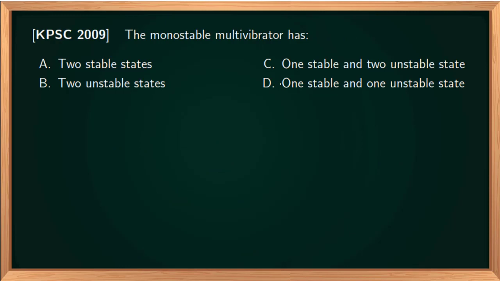The monostable multivibrator has: option A, 2 stable states; option B, 2 unstable states; option C, 1 stable and 2 unstable states; option D, 1 stable and 1 unstable state. Multivibrators in general produce a square wave output and are the most commonly used for the generation of square waves. So multivibrator circuits are used mainly to generate square waves. So the monostable multivibrator has 1 stable state and 1 unstable state.